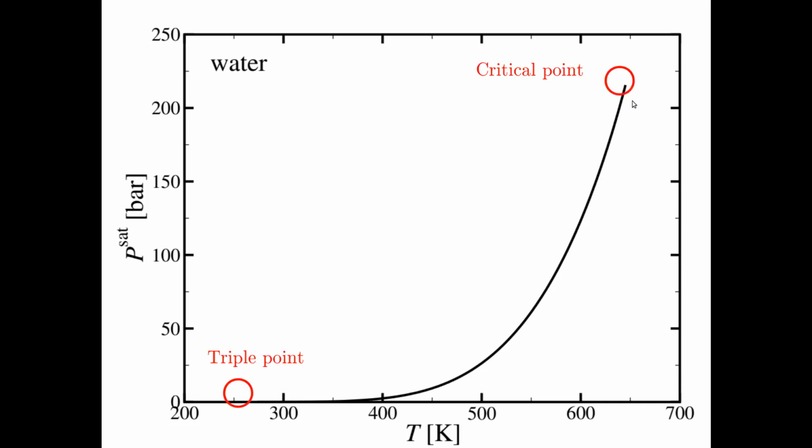What I've done on the next slide is label the triple point. The triple point is 0.01 degrees C, so essentially it's 273 Kelvin. Here's my critical point.